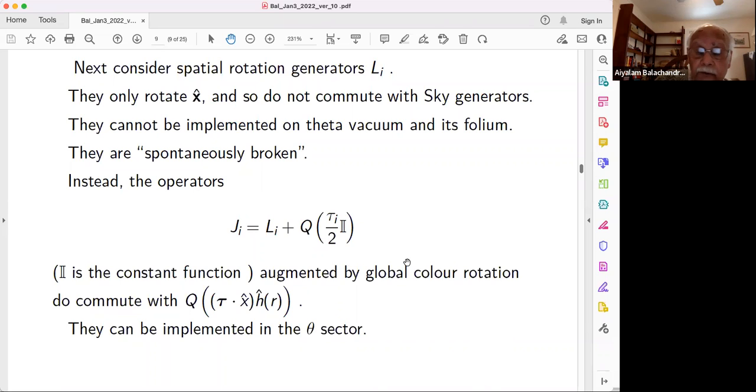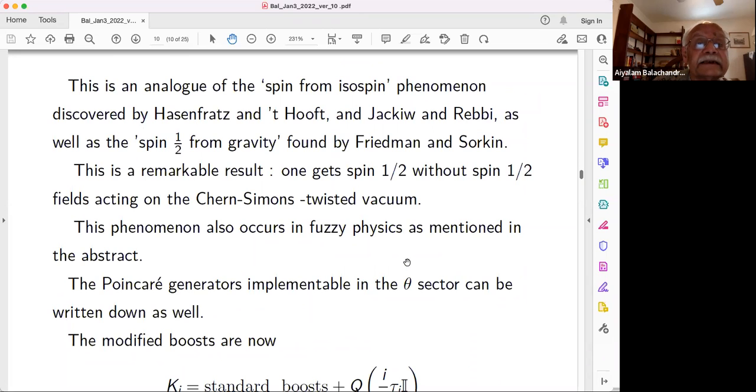Okay. Now, what about the full Poincare group? Can I implement the full Poincare group or just rotations? The answer is so. Here I am acknowledging that this is not new. This phenomenon was known as spin from isospin, discovered long ago by Hasenfratz and 't Hooft, and by Jackiw and Rebbi. And even, I suppose, around the same time or before, a similar phenomenon was found in quantum gravity for quantum geons by Friedman and Rafael Sorkin. They titled it spin half from gravity. I think this is a remarkable result. One gets spin half without spin half fields, acting on the Chern-Simons twisted vacuum.